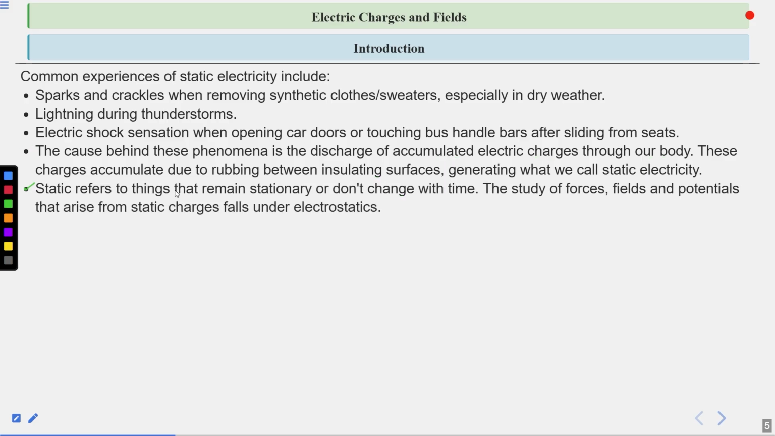Static refers to things that remain stationary or don't change with time. What is the meaning of static? Remaining stationary, not moving with time, or we can say not changing with time, is known as static. The study of forces, fields and potentials that arise from static charges falls under electrostatics.